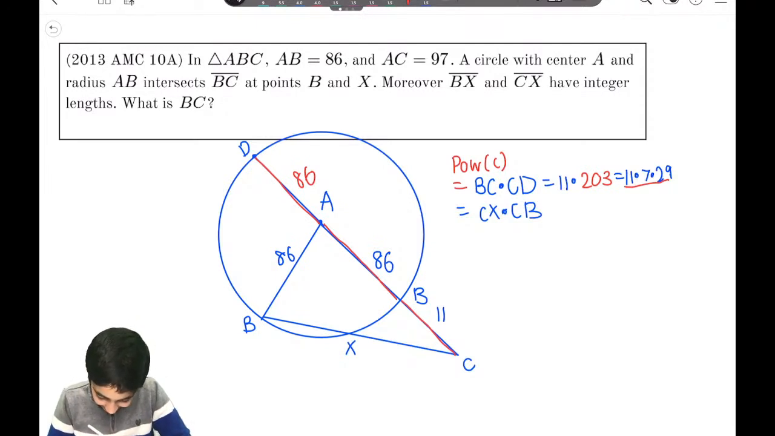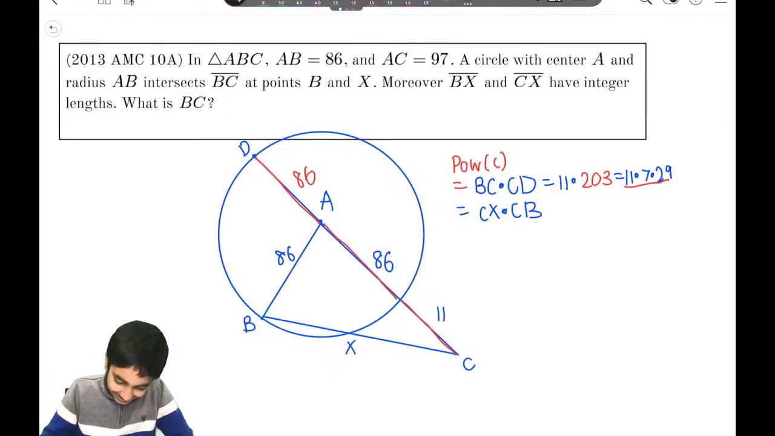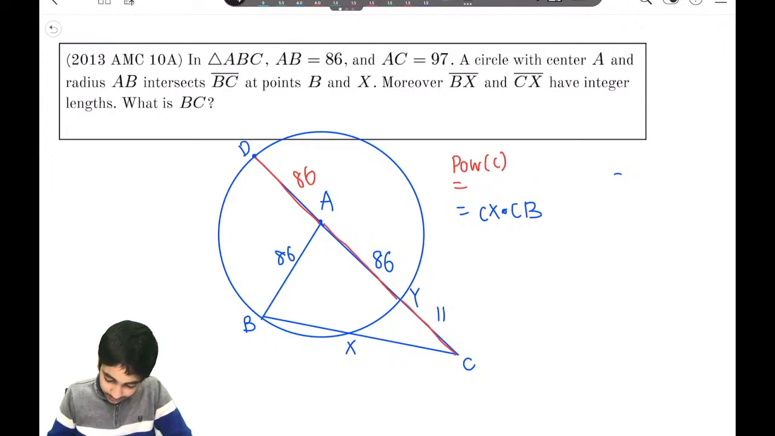Oh, it looks like I have two B's in the diagram. I'll change that to an E, or let's call it Y, because that changes things a lot. But then I'll say that C, sorry for being confusing with that. So basically we have that CY times CD is CX from CB. And CX, CY is just 11 times, it doesn't really change anything though.